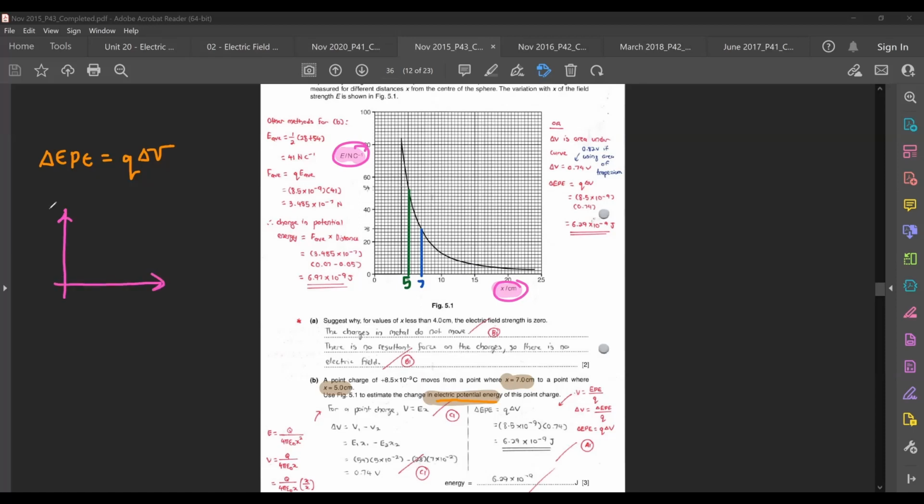Because if, let's say, you had a graph of potential versus distance like this, it would have rightly just been something like this. If you had wanted to find the change in potential between 7 centimeter to 5 centimeter, you could have easily just found it from the difference in these two values between this point and this point. That is the normal standard way of doing it. But here your question gives you a different graph. It gives you an electric field strength versus distance graph. So how are you going to find the change in potential here?